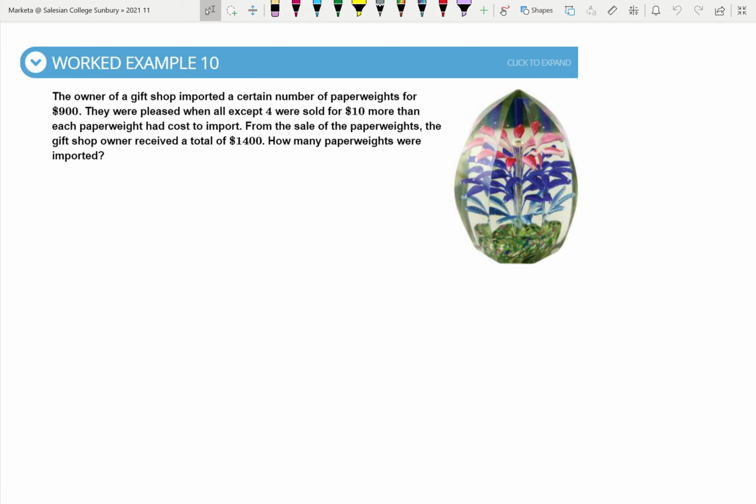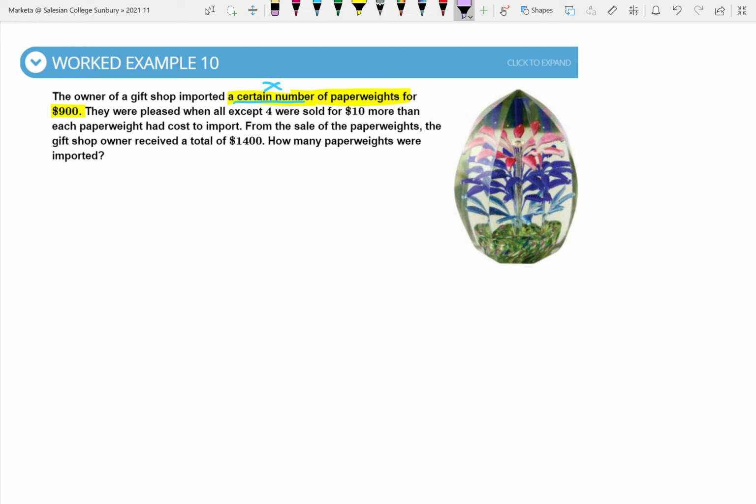So the first one says the owner of a gift shop imported a certain number of paperweights for $900. That already gives me a clue. This certain number I'm going to call X. They were pleased when all except 4 were sold for $10 more than each paperweight had cost to import. From the sale of the paperweights, the gift shop owner receives a total of $1,400.